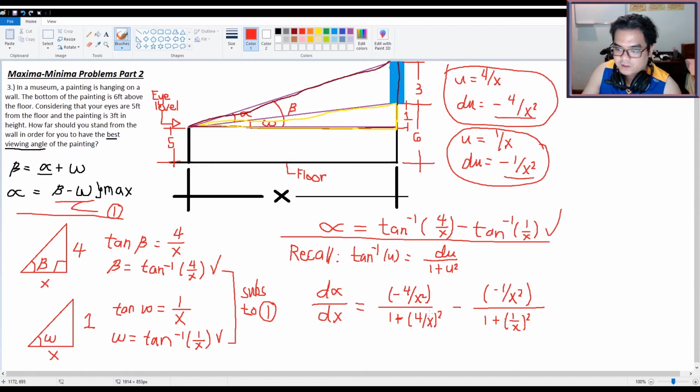As you can see, we have to maximize or minimize this function. This must be all equal to 0. Now, all you have to do, I won't show it anymore, is solve for x. If you solve for x here, the answer will be x equal to 2. This must be in feet, so 2 feet. That's the answer.